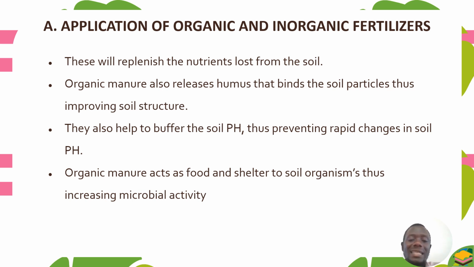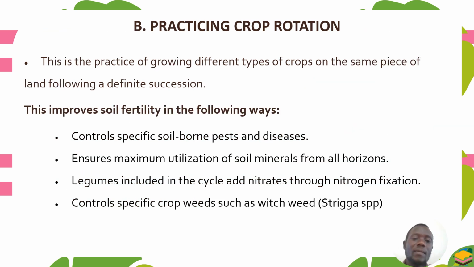Organic manure acts as food and shelter to organisms, thus increasing microbial activities. So in other words, organic manure provides good working conditions for microorganisms. So it's very important to apply organic fertilizers.